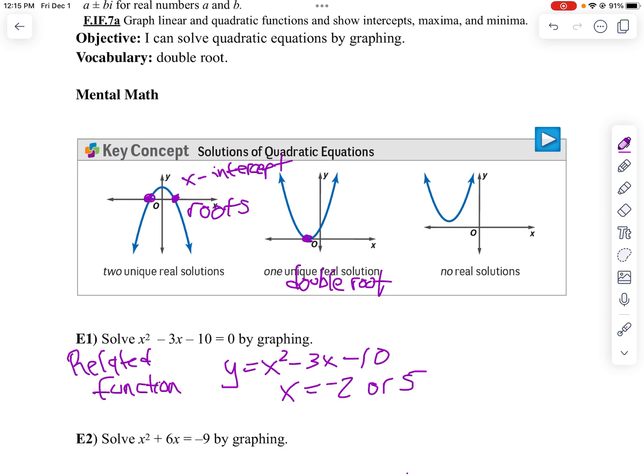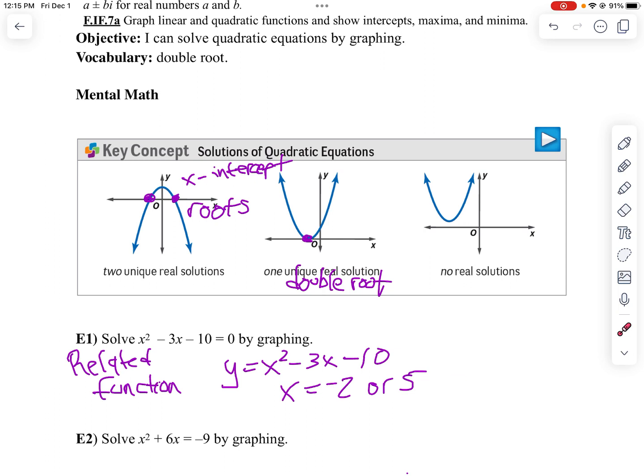If you do this on the Alex part of your assignment, the notation, they'll just go -2 comma 5 is what they'll have you type in. I like to write x equals -2 or 5, or even x equals -2 or x equals 5.